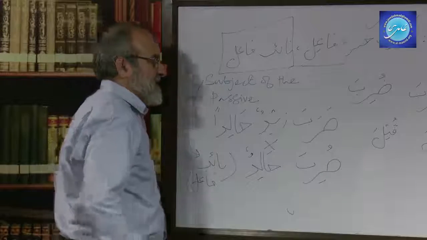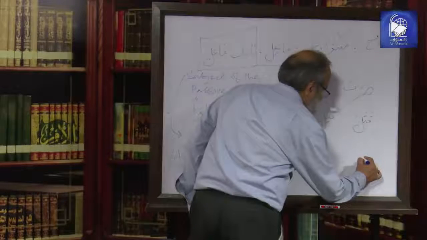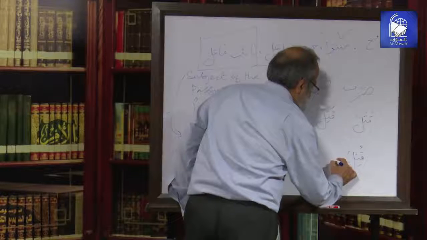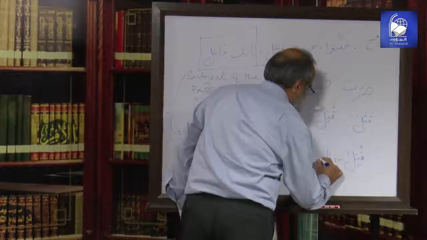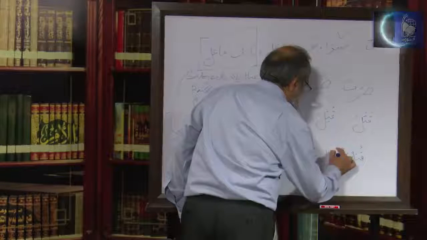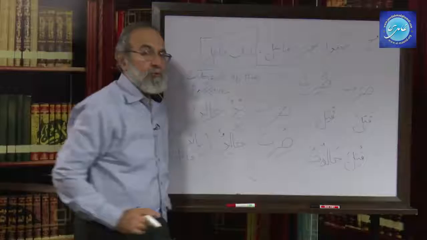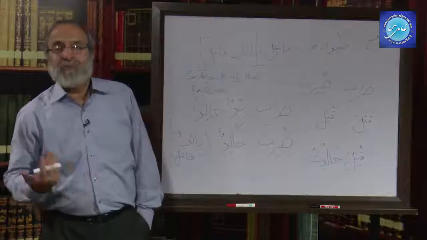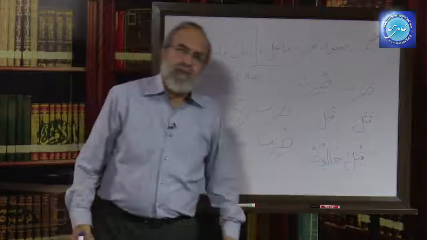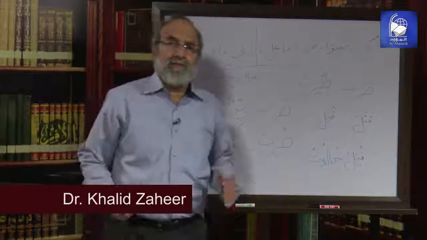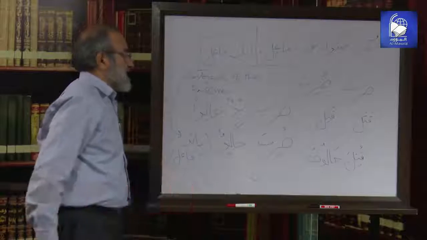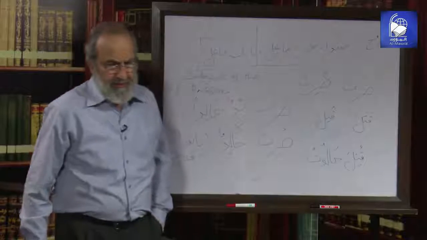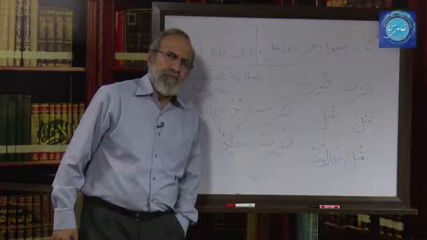Take the other example that we did, qutila instead of qatala. Who was killed? Obviously Jalut, and you don't have to talk about Daud here at all. Qutila Jalut. Jalut was killed, and Jalut is in the form of rafa because Jalut is naib fa'il, and naib fa'il or subject of the passive is what always appears in rafa form or the nominative case.